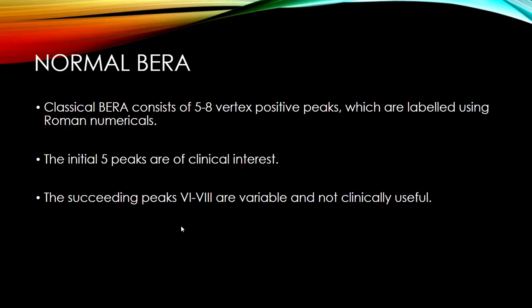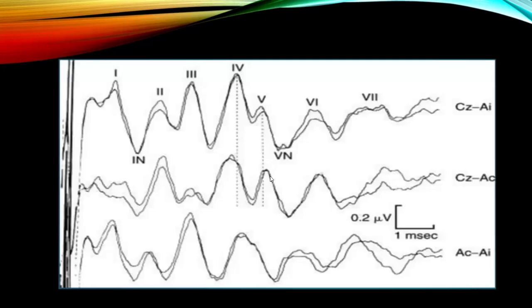Normally, it consists of 5 to 8 vertex positive peaks, which are labeled using Roman numerals. The initial 5 peaks are of clinical interest. The succeeding peaks, 6 to 8, are variable and are not clinically useful. So this is how the peaks look. These 5 peaks usually occur within a very short duration, usually within 4.5 to 5 milliseconds. Up to 10 milliseconds is what they consider, but the standard deviation is within the 4.5 millisecond period.